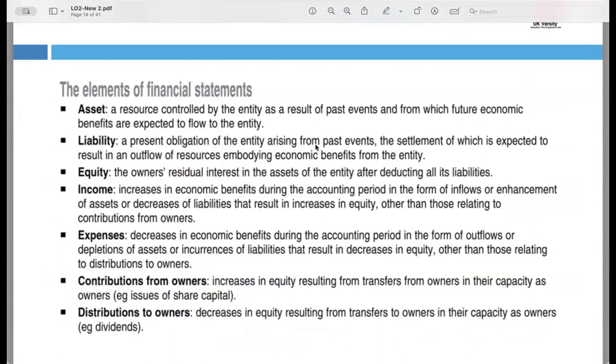So an asset is defined as a resource controlled by the entity as a result of past events from which future economic benefits are expected to flow to the entity. Assets are critical because they represent the resources that a company can use to generate revenue and sustain operations. Examples include cash, inventory, property, and equipment.